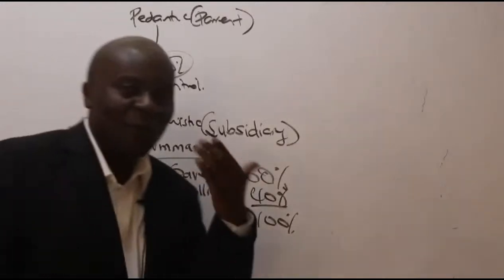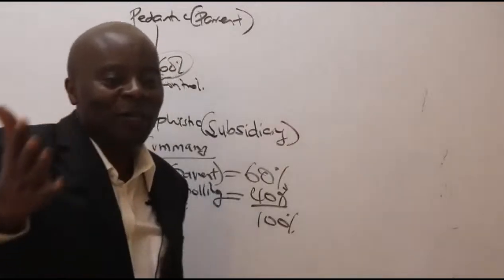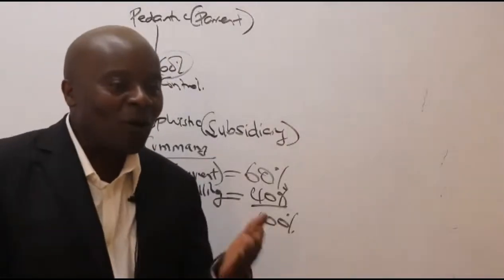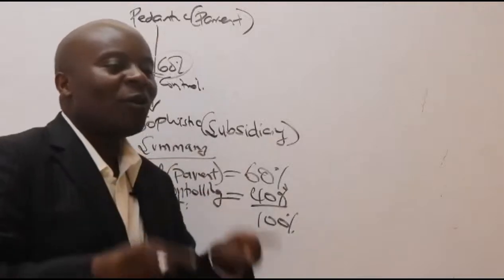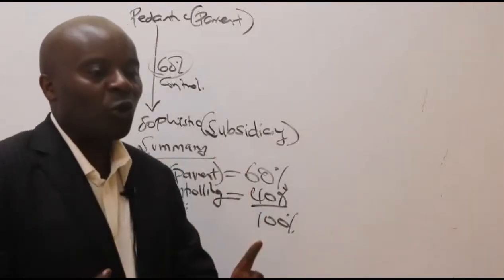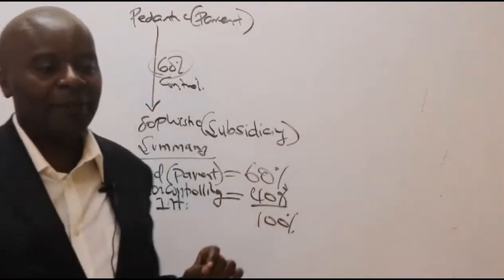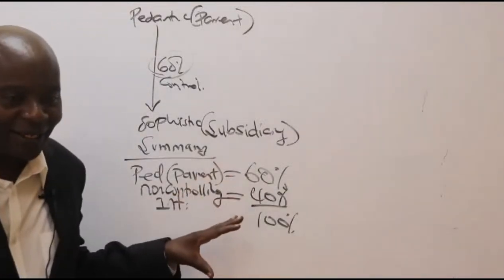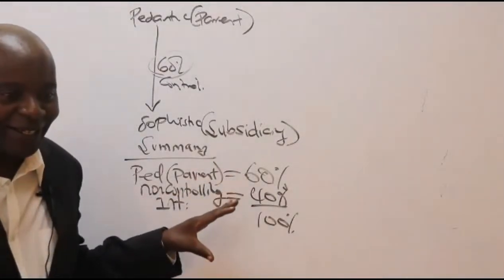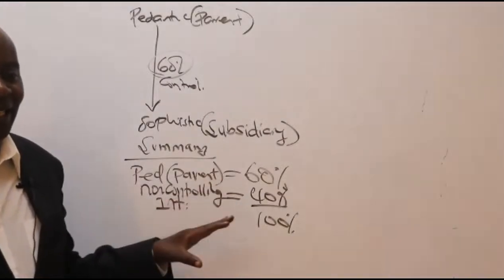So the parent holds a controlling interest, and then the other party holds what we call the non-controlling interest. Is that okay? Yes. Thank you very much.